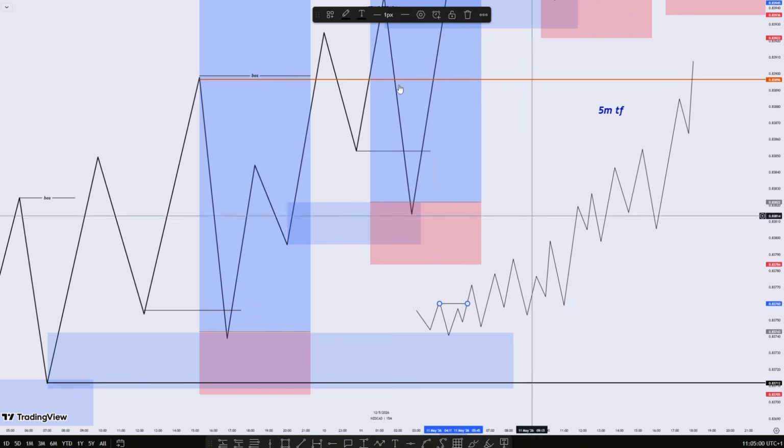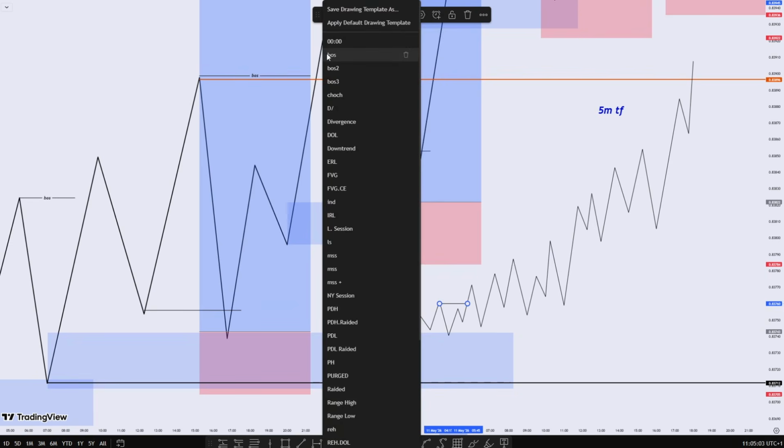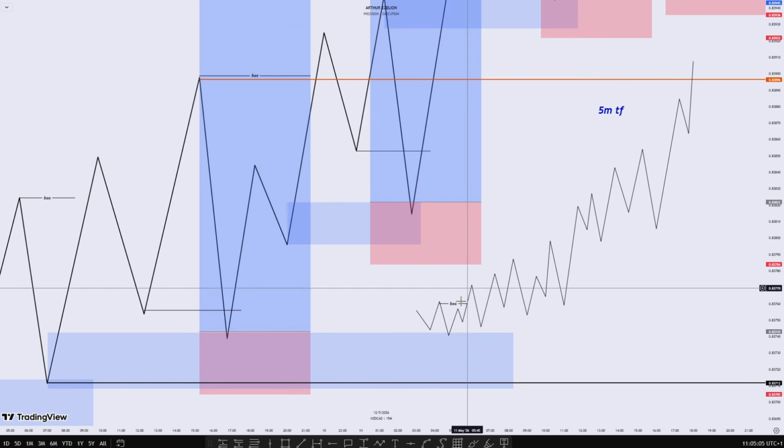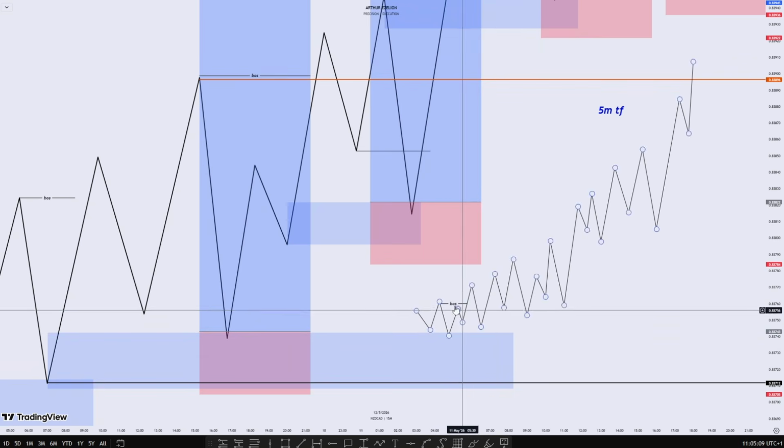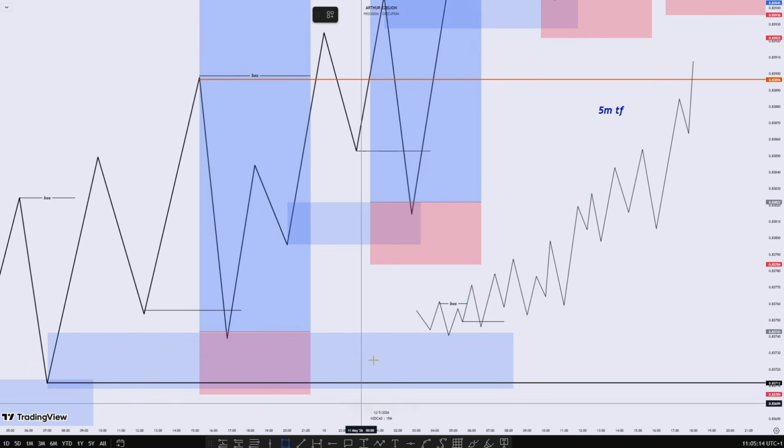The first one will actually be a market structure shift, right? A break of structure in the opposite direction is a market structure shift, but they just call it a break of structure so you don't get confused. But when it's in the opposite direction of the market, it is a market structure shift. Break of structure, our liquidity, and our POI.